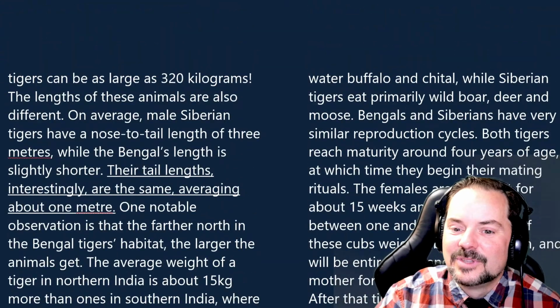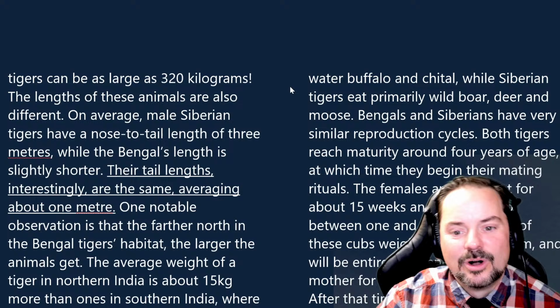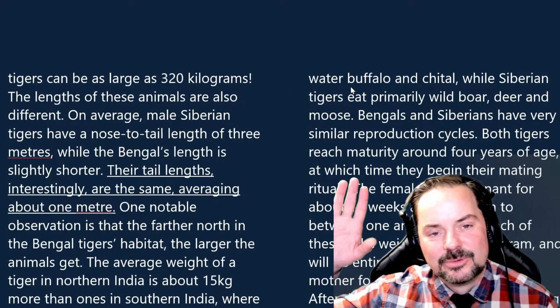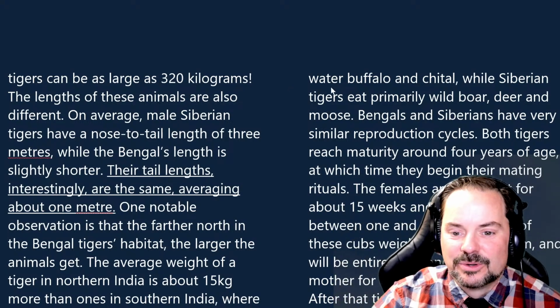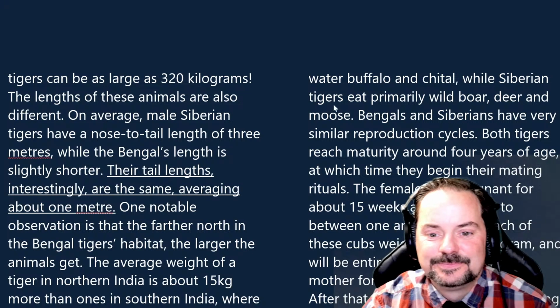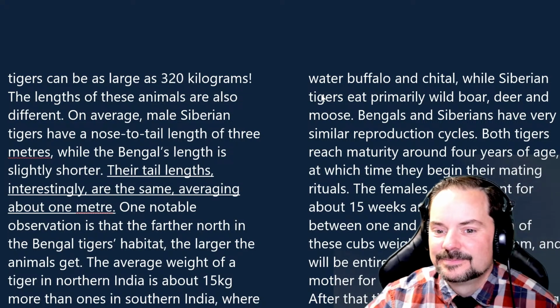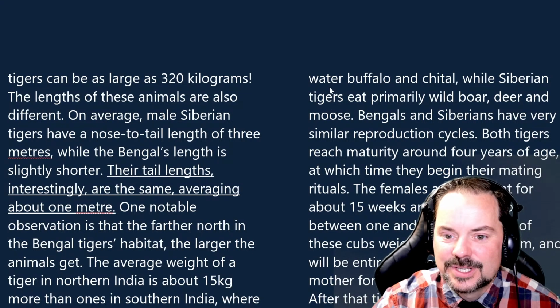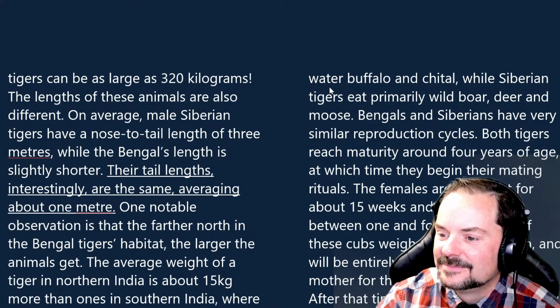Unlike wild boar. No. It's coming. You have to go all the way back to the top because it's like a magazine article where it goes column by column. So you have to go to water buffalo and chital. Okay. Yeah. You'll see it. Okay, water buffalo and chital.